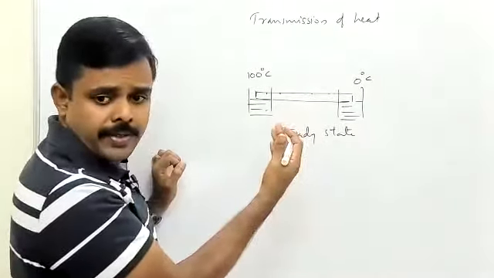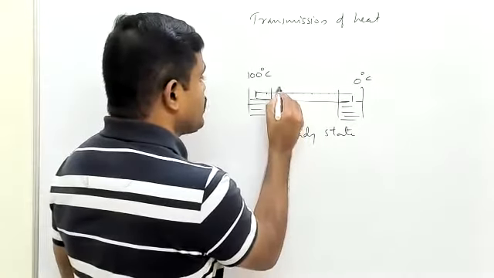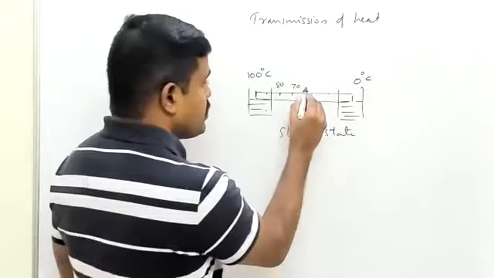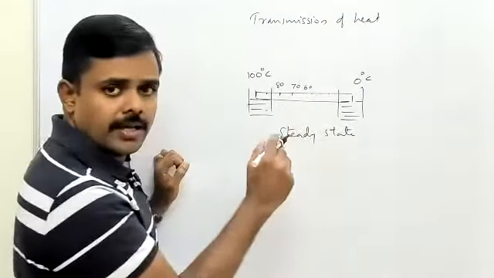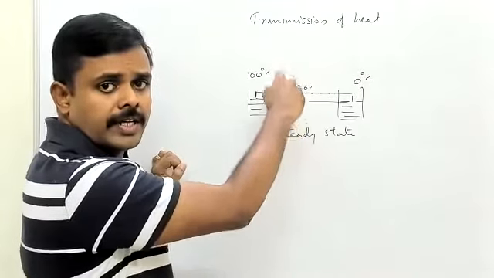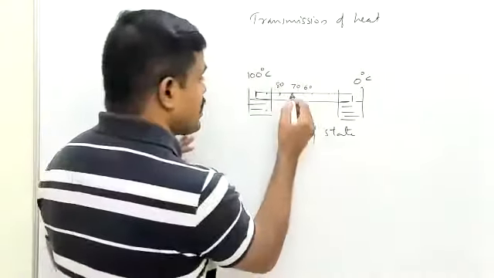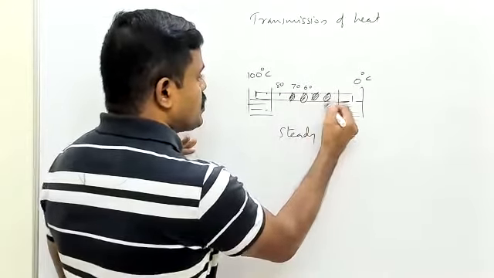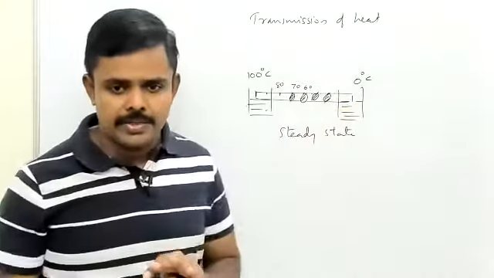After some time, the temperature attains a constant value here, like 80. Here it attains a constant value 70, here 60. Before that, it was like 50 or something, 51, 52, 53, 54, 59, 60. So every cross section of the rod attains a constant temperature. At a constant temperature, this state is called steady state. You just have to know this.